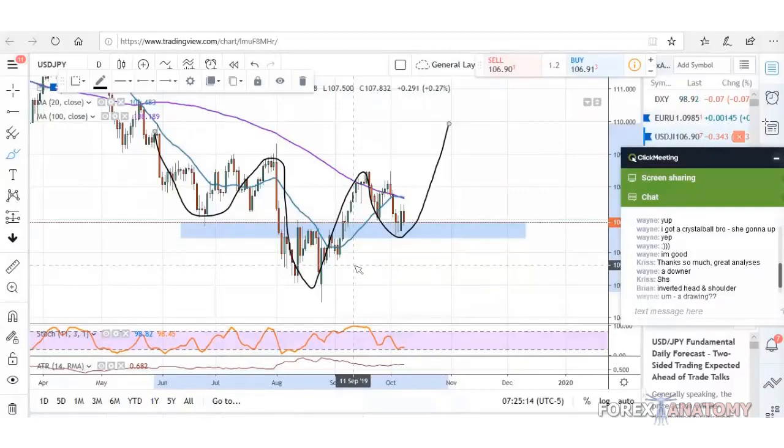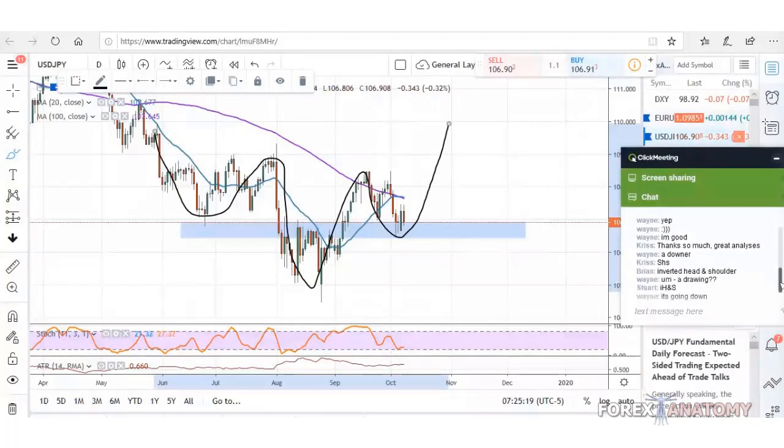What is this drawing called? I think Brian chimed in: inverted head and shoulders. Yes, it's a potential inverted head and shoulders. It's not an inverted head and shoulders yet until we see a break of this to the upside. As of now, our bias could still be to the downside, but you have to look at things on a larger scale to get an idea of what could potentially happen.